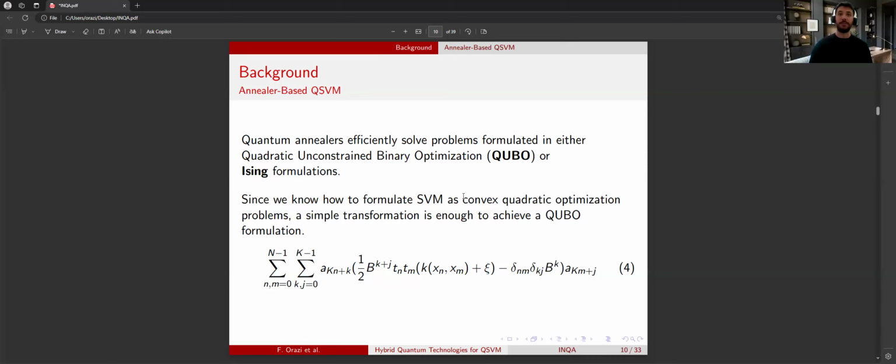You can see here, very briefly, everything inside the parentheses is the QUBO matrix, while the alphas are the binary variables. But I want you to put your attention on the K. Even in the annealer formulation, in the QUBO formulation, we still rely on the kernel function, the classical kernel function.